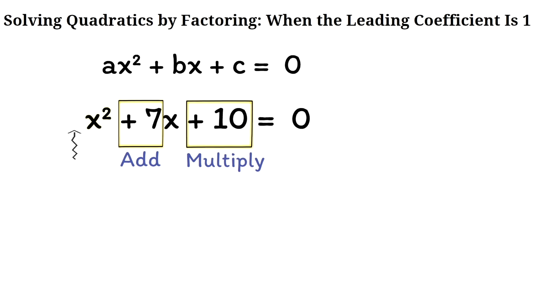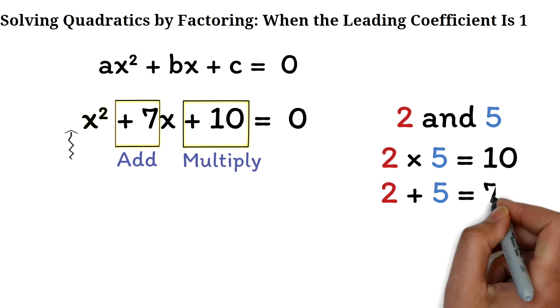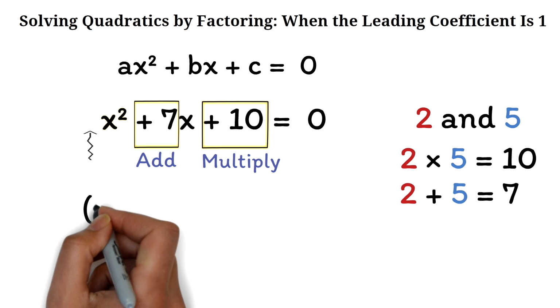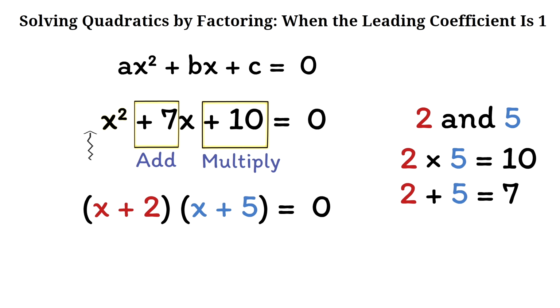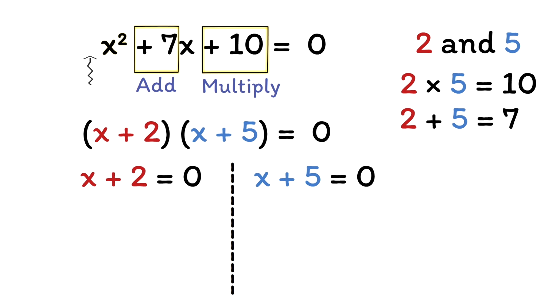The two numbers will be 2 and 5. 2 times 5 gives 10. 2 plus 5 gives 7. So we factor the equation as x plus 2 times x plus 5 equals 0. Now we set each factor equal to 0 and solve.